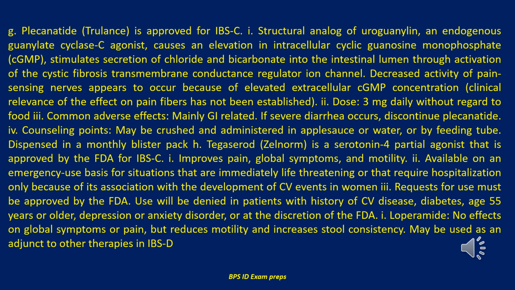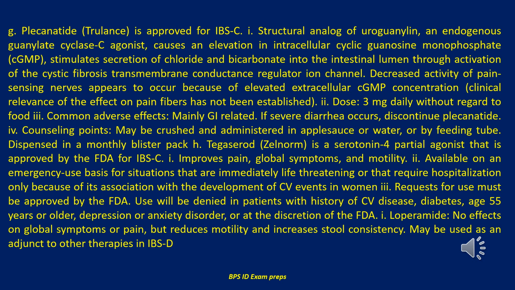G. Plecanatide, marketed as Trulance, is approved for IBS-C. 1. It is a structural analog of uroguanylin, an endogenous guanylate cyclase C agonist, and causes an elevation in intracellular cyclic guanosine monophosphate, cGMP. It stimulates secretion of chloride and bicarbonate into the intestinal lumen through activation of the cystic fibrosis transmembrane conductance regulator ion channel. Decreased activity of pain-sensing nerves appears to occur because of elevated extracellular cGMP concentration. Clinical relevance of the effect on pain fibers has not been established.